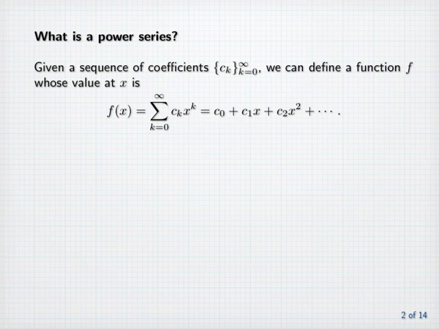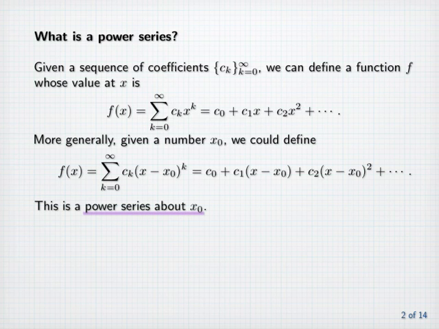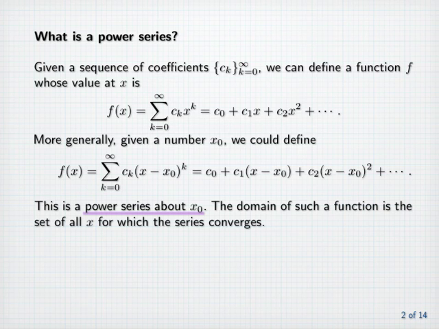More generally, given a number x0, we could define f of x equal to the sum from k equals 0 to infinity of c sub k times (x minus x0) to the kth power, or c0 plus c1 times (x minus x0) plus c2 times (x minus x0) squared, and so on. This is a power series about the number x0. In the first case above, we'd say that the power series is about 0. The domain of such a function is the set of all x for which the series converges.